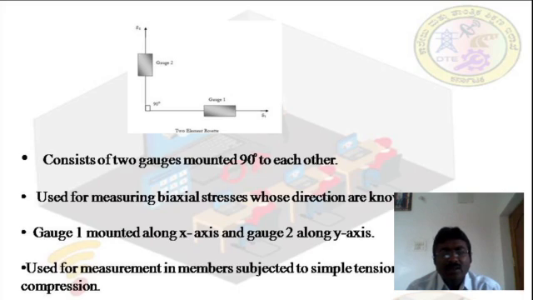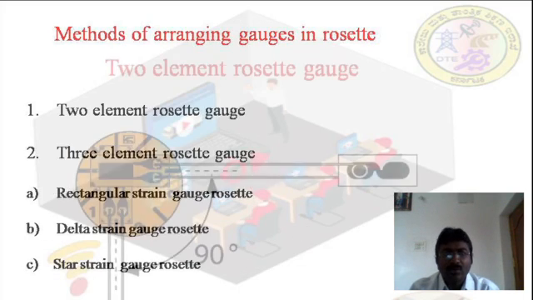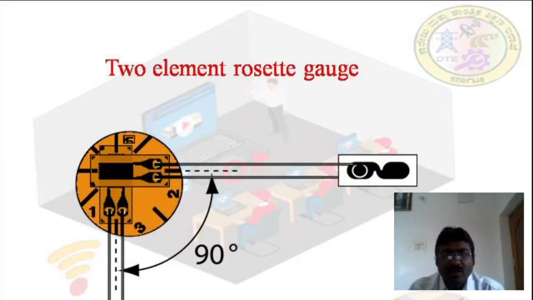This two element rosette gauge is mainly used for the measurement in members which are subjected to simple tension and compression. So we can see here in this figure the two strain gauges that are arranged one above the other, and they are arranged perpendicular to each other, and they are shielded with insulation between them.